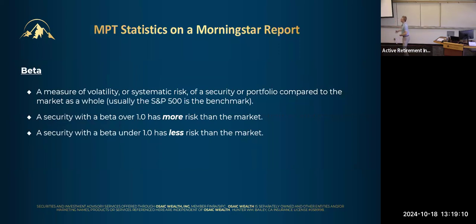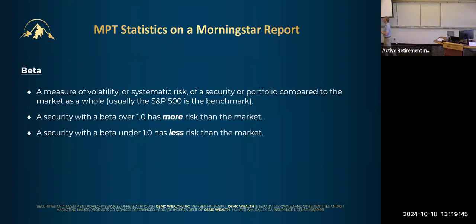So there's a couple different things that we can look at on a Morningstar report. And we're going to start with one of the most easy to understand ones, which is beta. You probably have some idea of what this is, but it's a measure of volatility or systematic risk. So like we mentioned before, that's your market risk. That's the type of risk you can't diversify away. You can manage with different types of exposure, but you can't get rid of this risk of a security or portfolio compared to the market as a whole. And generally, the market as a whole is represented by the S&P 500. So that would be our benchmark.